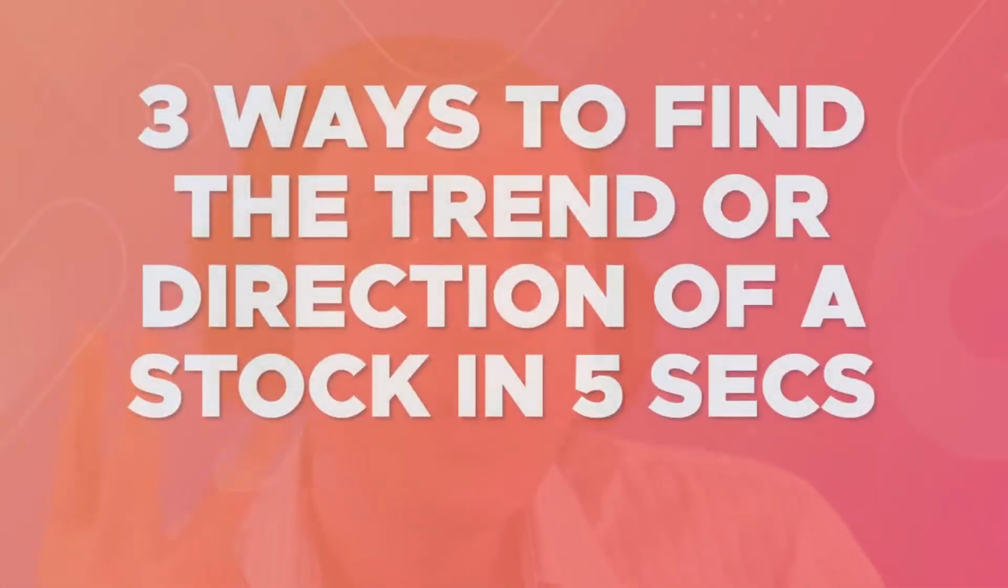Today I'm going to share with you three ways to find the trend or direction of a stock within 5 seconds. For me to explain this will take longer than 5 seconds, because we're going to go over the details of each way to spot these things. It'll take me a couple of minutes to explain each one, but once you see the process and the technique behind it, you'll be able to spot a direction or trend within about 5 seconds.